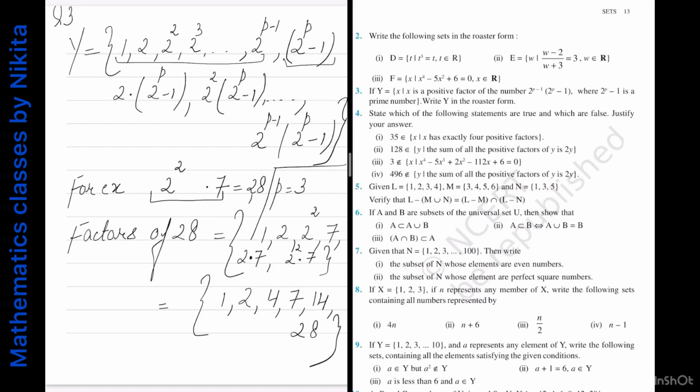तो मैंने पहले 7 के factors find करे. 7 is a prime number, so 1 and 7. Then 2 square के factors. So the factors of this will also divide the whole of the number. So 1, 2, then 2 square, and then you multiply 2 into 7, 2 square into 7. So you will get all the factors of the given number, which in my case is 28, and 28 can be written as 2 square into 7.